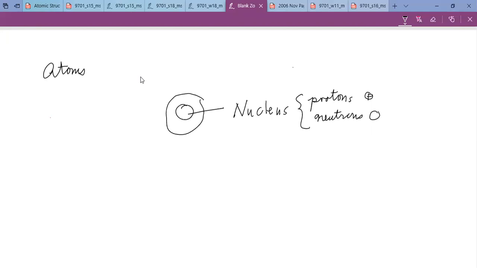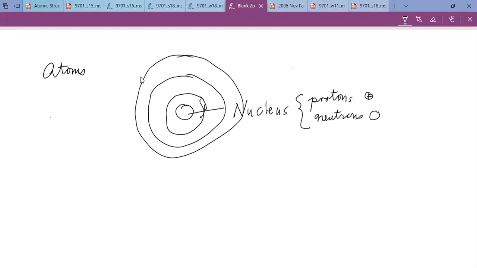Now, they ask you where they are. I tell you. It's not a very good circle. This is a circle here. These are orbits or electron shells. In Form 5 or Form 4, this is called electron shells. They will ask you, I'll show you afterwards.